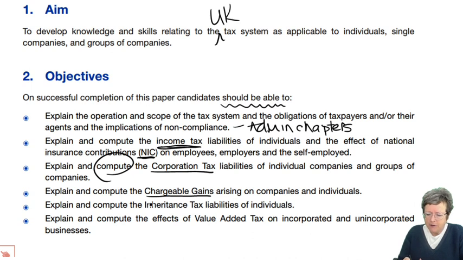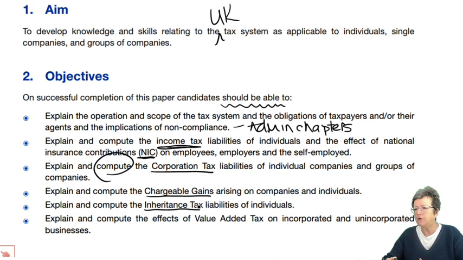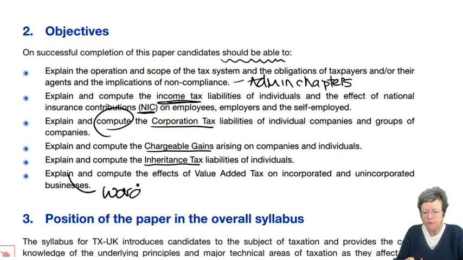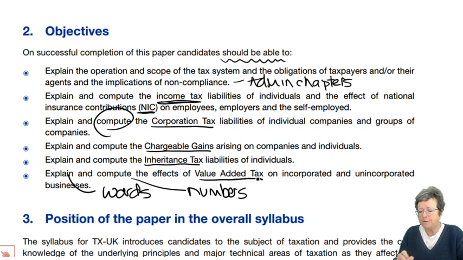Okay. Inheritance tax. I know you're not supposed to have a favourite tax, but that's my favourite tax. So explain. Now, in this exam, you will have to write words. Okay, you will have to do some writing and explain. Compute, that's your numbers. And then your final tax is VAT. Okay, so 5 main areas: income tax, corporation tax, chargeable gain tax, inheritance tax, VAT. Okay, so those are your 5 main taxes.